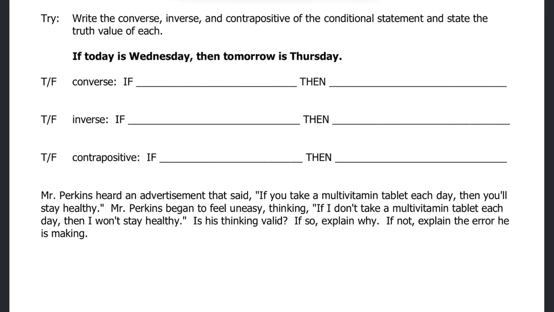So let's see. Let's do a try. And let's see if we can figure out what the relationships are. So write the converse, inverse, and contrapositive of the conditional statement and state the truth value of each. You go ahead and press pause, and when you're ready to reveal the answer, go ahead and press play.